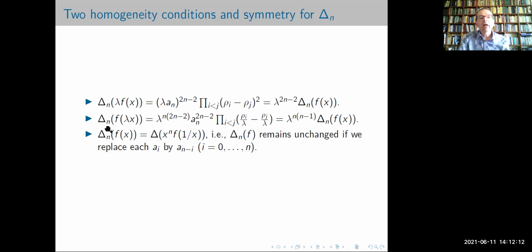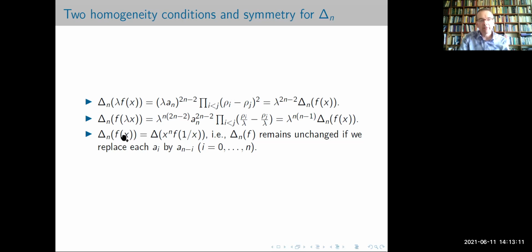Another action comes from the multiplication of the variable x by some non-zero integer lambda. In this case, we can also see what happens with the roots. If we multiply x by lambda, then we obtain another polynomial with some other coefficients. All coefficients will be multiplied by an appropriate power of lambda. And the roots will be divided by lambda. But if we just apply this formula, we see that there is also some factor, a power of lambda, it's n times n minus one. So it gives a second homogeneity condition for the classical discriminant.